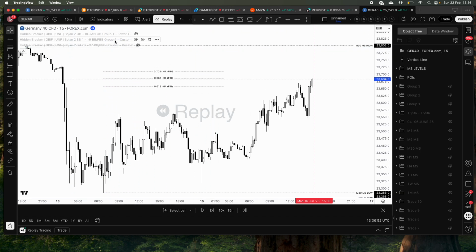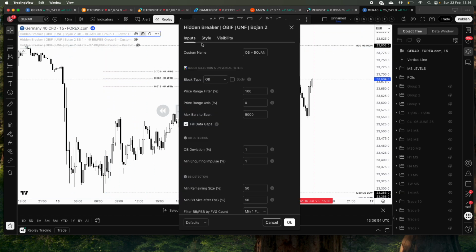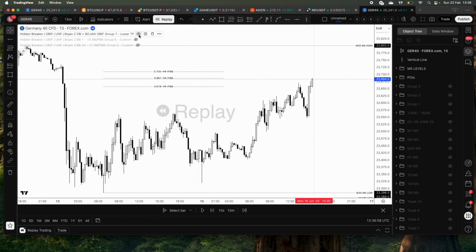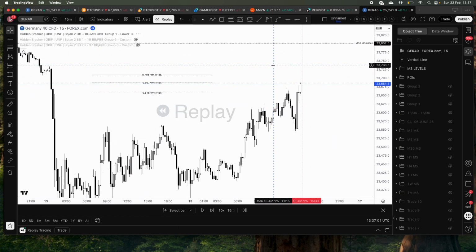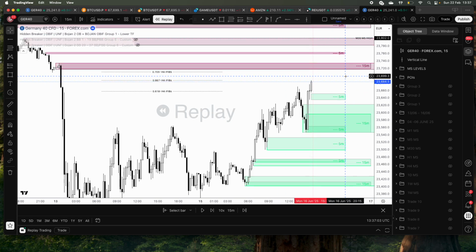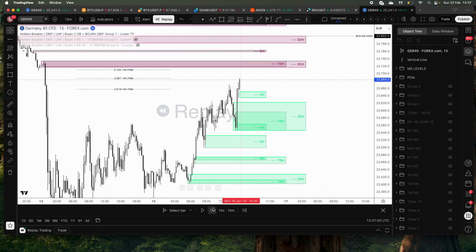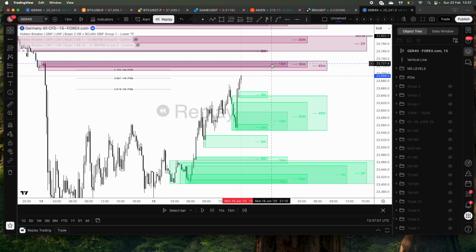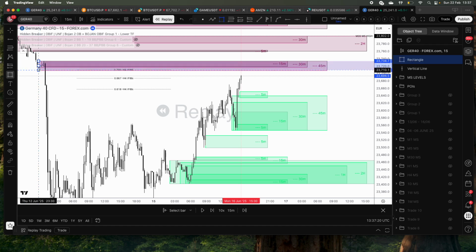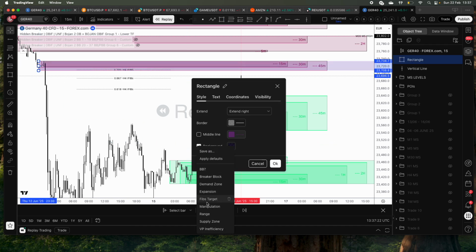So first I want to identify where the supply zone is. So I want to use the order block of inefficiency. I want to turn it on. And you will see here that the indicator identifies multiple order block inefficiencies, being the 15, 30 and 45. And you'll see that the 45 minute is the key one here because it's actually backed by the 705 4-hour fib. So this is the one that I'm going to draw to capture the whole inefficiency.